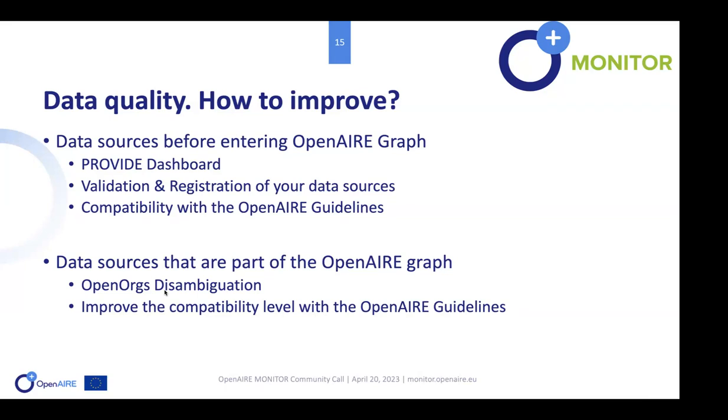Here we have the disambiguation via OpenAIRE of the names of the institutions, of the organizations, of the different names. And also we have the step of improving the compatibility level with the OpenAIRE guidelines. If, for example, the repository has been registered a few years ago and is not compatible with the latest version of the OpenAIRE guidelines.